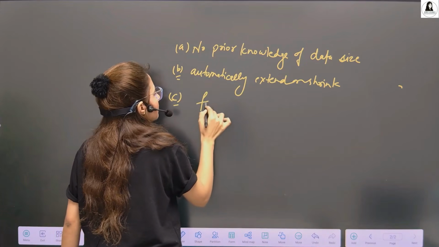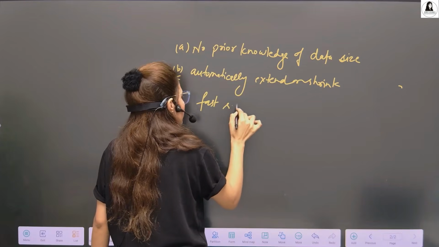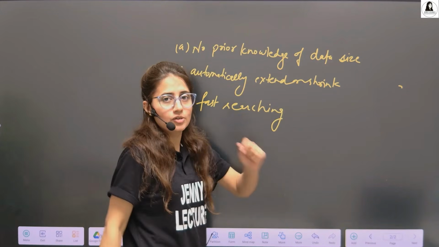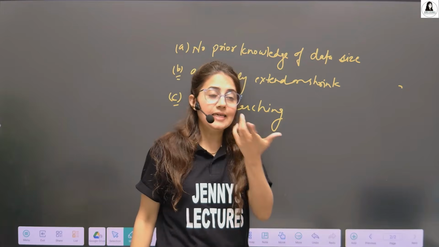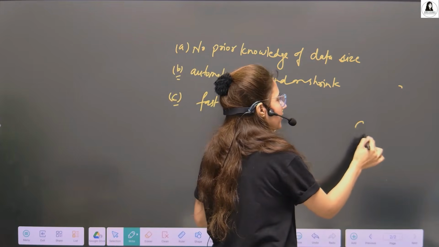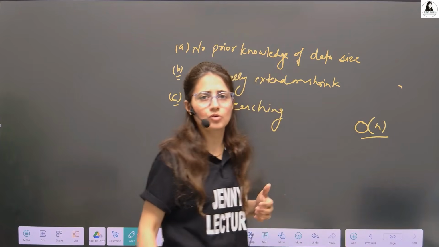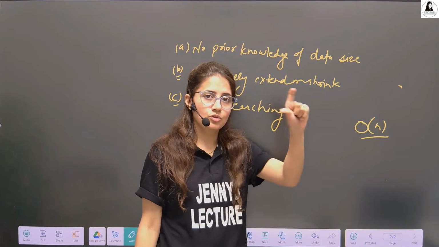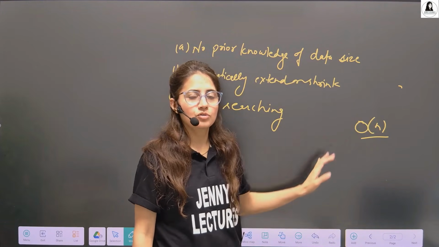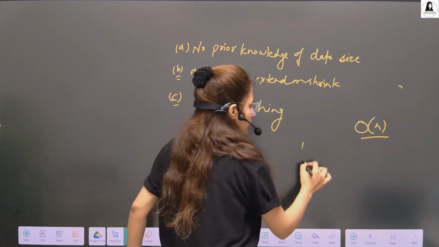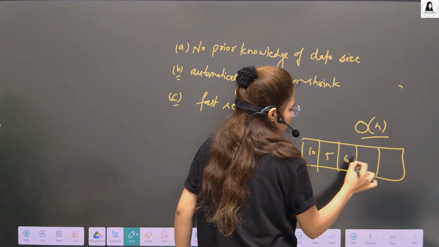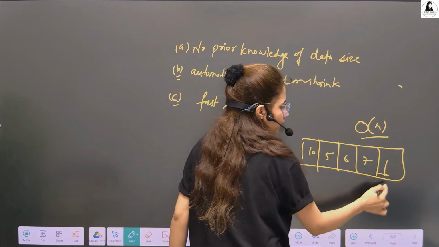Sometimes we need fast searching, because one more drawback of array is that searching is not fast. You have to apply linear search, which takes order of n in terms of time complexity. Searching is not that good. When you want to search an element in the array, you have to search one by one. Suppose this is the array: 10, 5, 6, 7, 1. I want to search whether 1 is there or not.